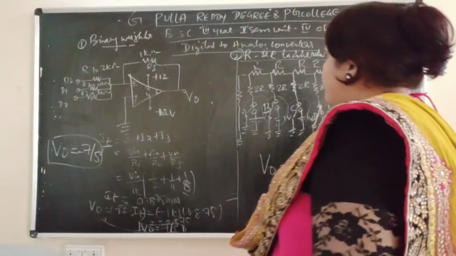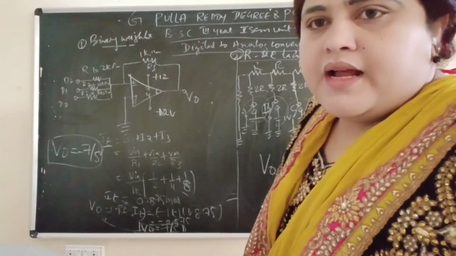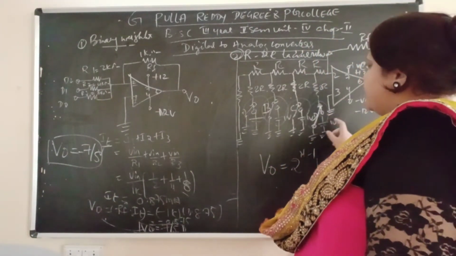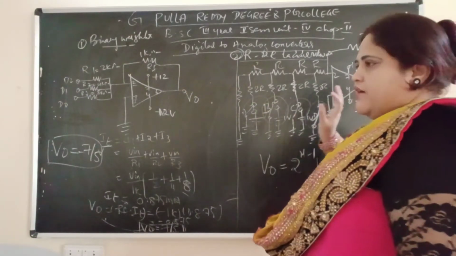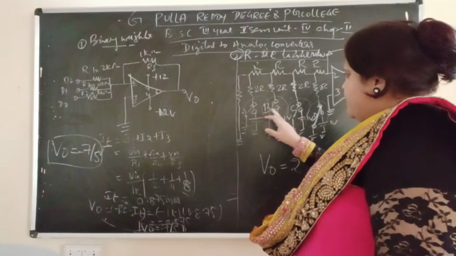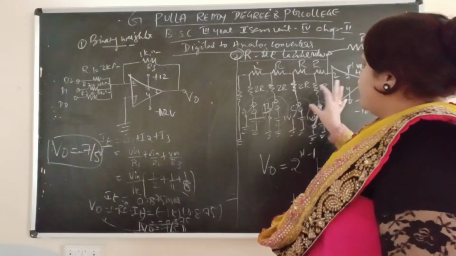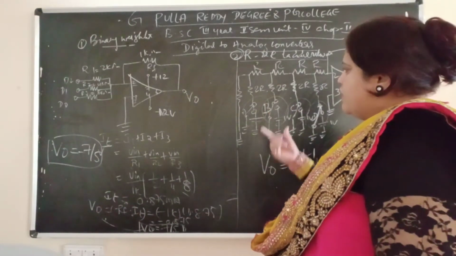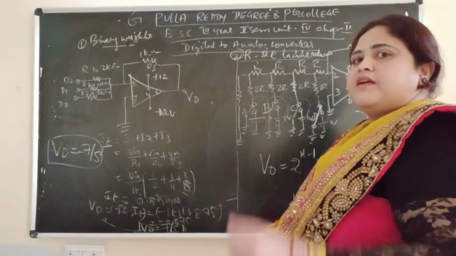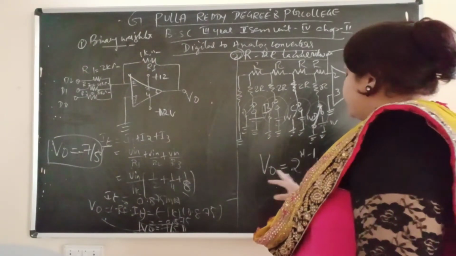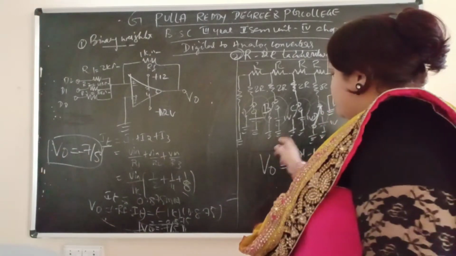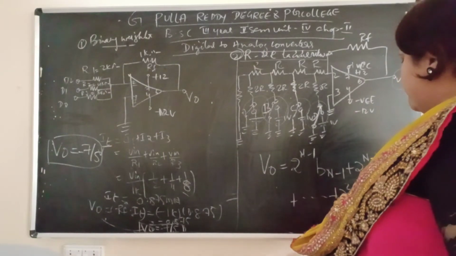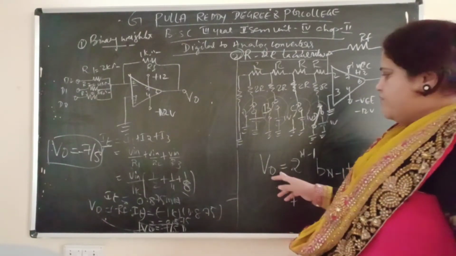Next, we went for another method, the R2R ladder network method. In this we have taken this diagram, with 4 equivalent digital inputs taken with the help of switches A, B, C, D. According to this diagram, it is connected in the form of a ladder. If the switch is 0, the input bit is 0. If the switch is 1, the input bit is 1. All these inputs are taken and you get only one equation for the output voltage V naught, equal to this, by using the superposition theorem.